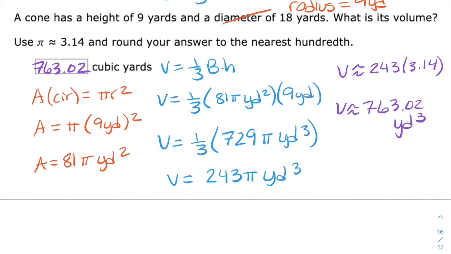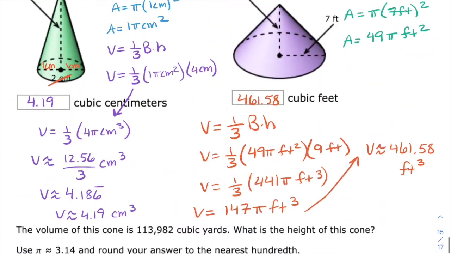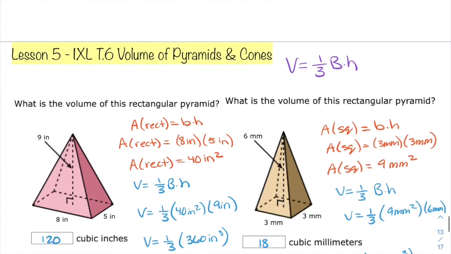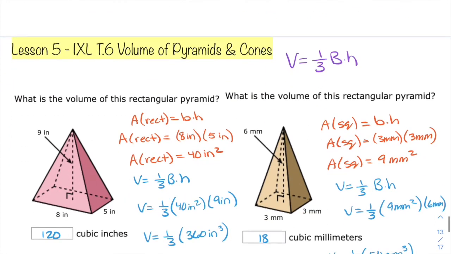So that's the last question. Now there's a variety of them, but I think I answered every different unique type of question for lesson 5, which is IXL T6.